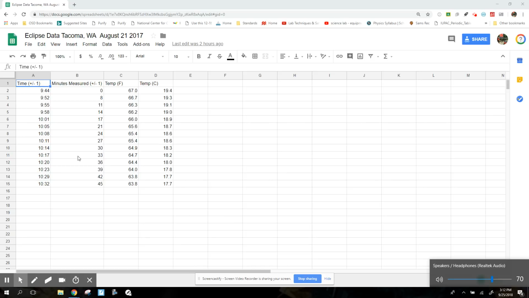So what I've got going on here is time, the time I had on my clock, what number of minutes I was registering while I was gathering the time. So I started collecting my time measurements at 9:44, and then I collected another one 8 minutes later, but then I went up in 3-minute increments after that. And then what I've got here is the temperature in Fahrenheit and the temperature in Celsius.